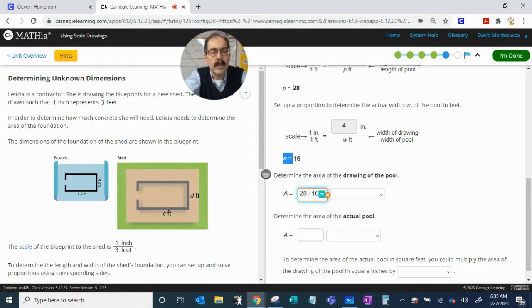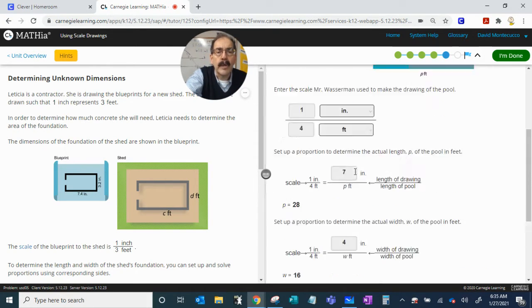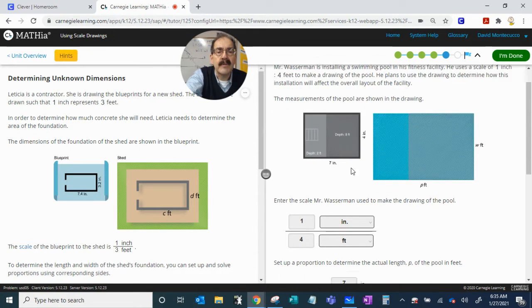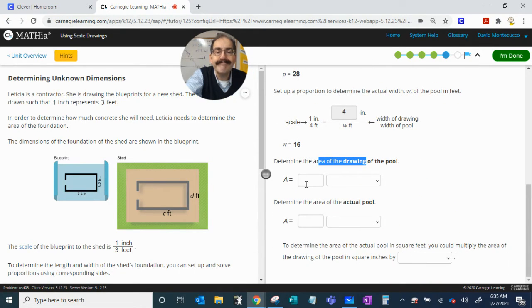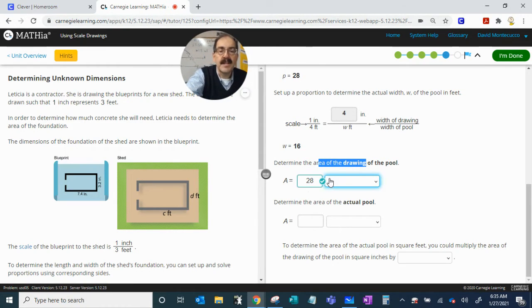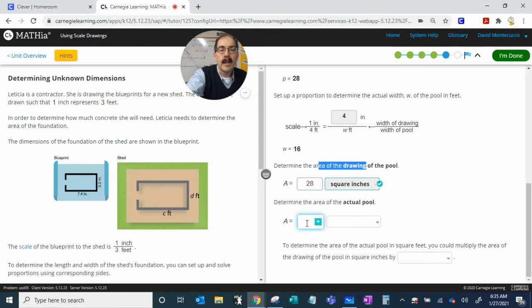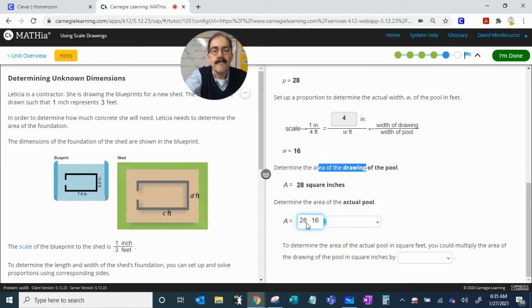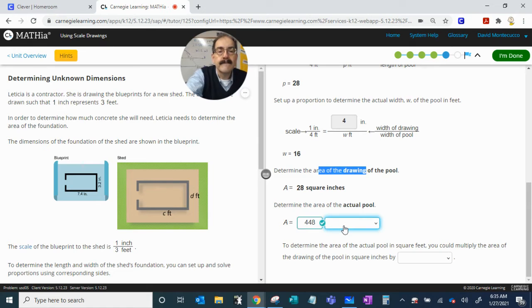Oh, the drawing of the pool. Whoops. Determine the area of the drawing. The drawing was 7 times 4. Not bad. 7 times 4, and that's inches squared, square inches. And then we have 28 times 16, and that's square feet.